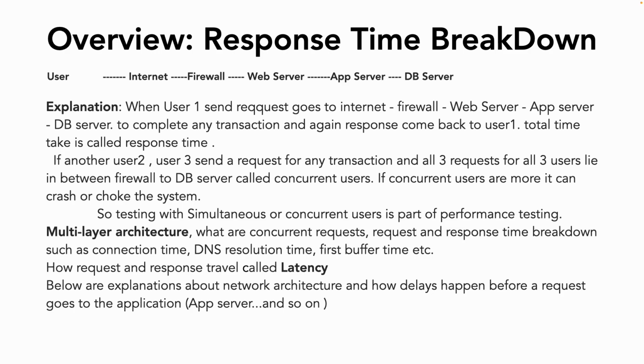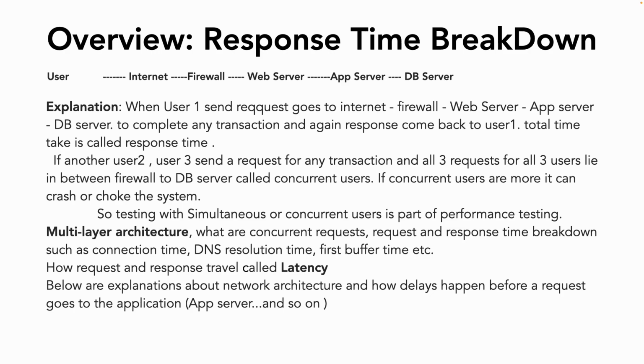That total time is called the response time. When the user makes a request, it goes to the internet, firewall, web server and DB server, which fetches the record, passing back through the app and web to the user. That is the response time. If user 2 and user 3 also send requests for transactions, and all three requests lie between the firewall and the DB server at the same time, these are called concurrent users.